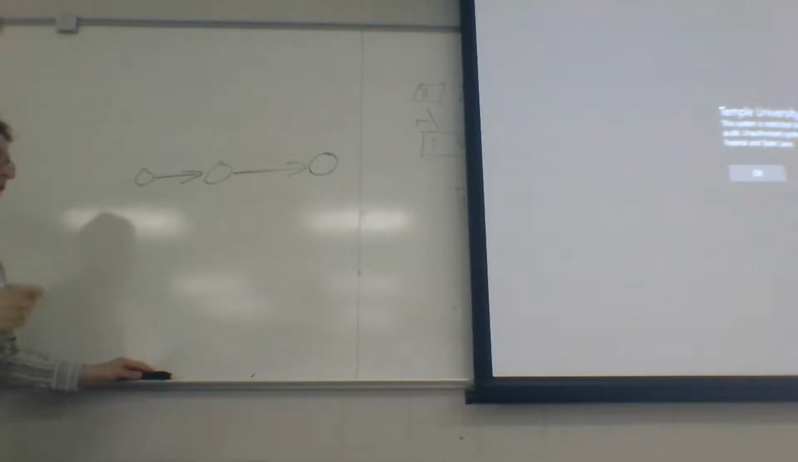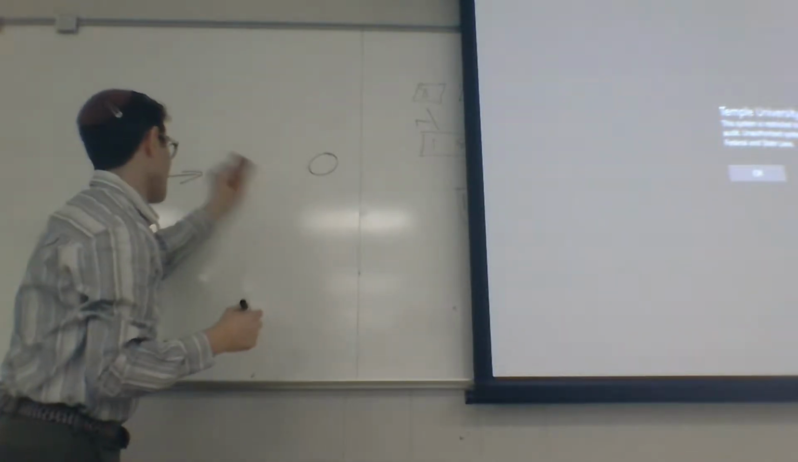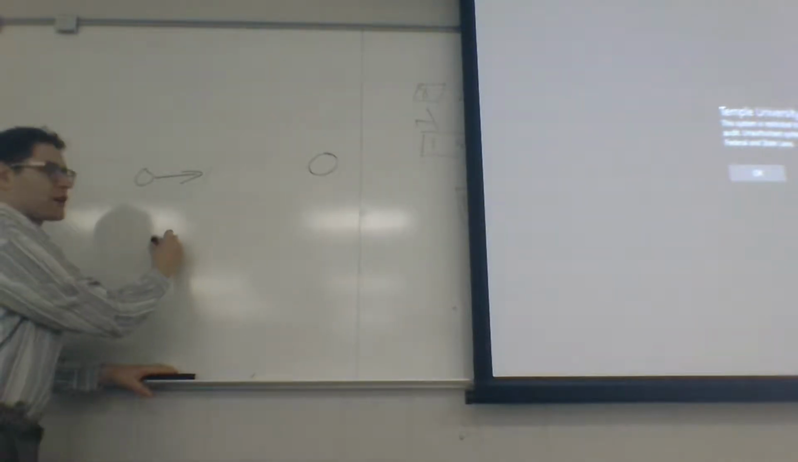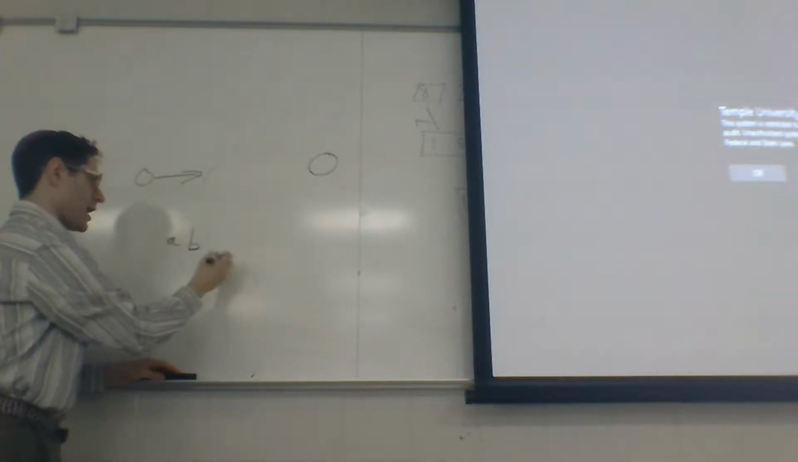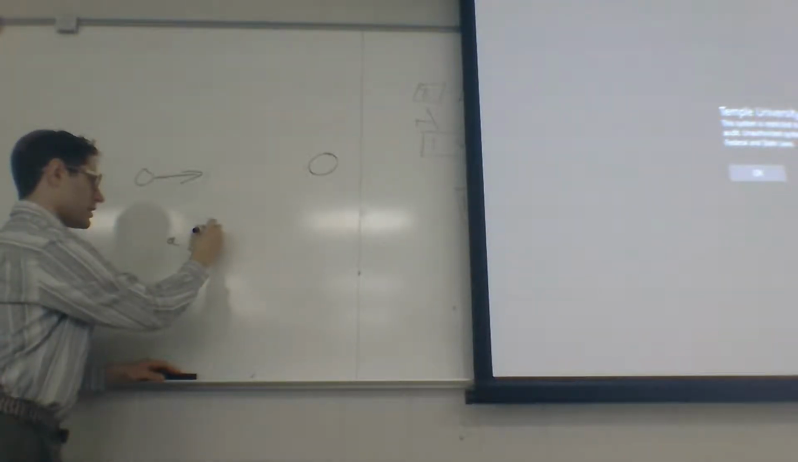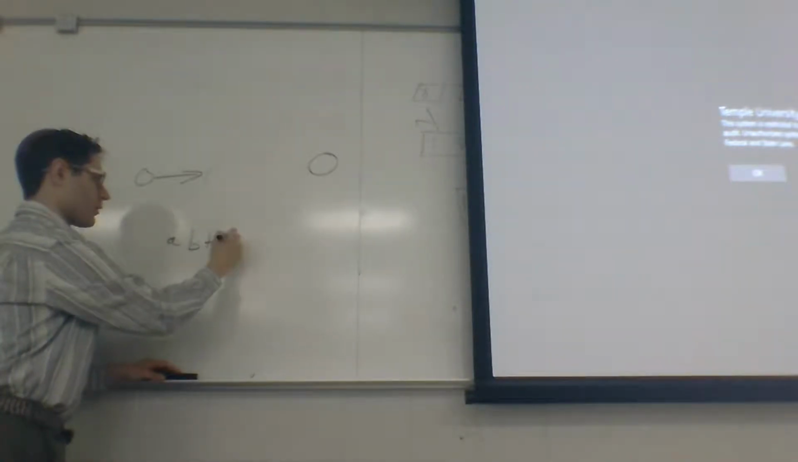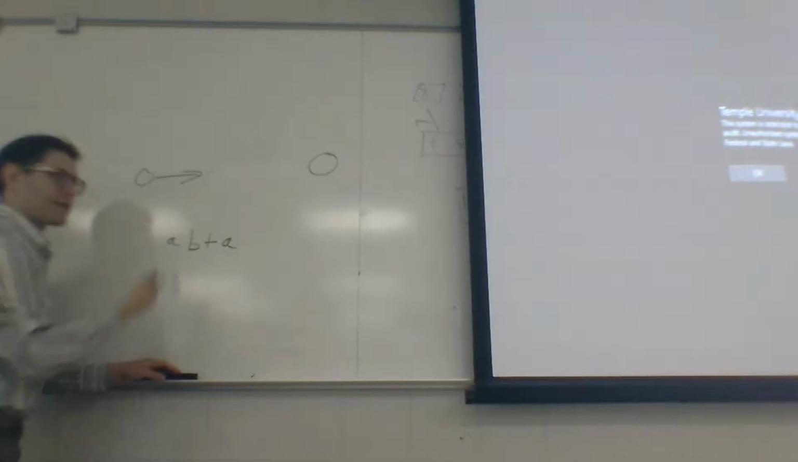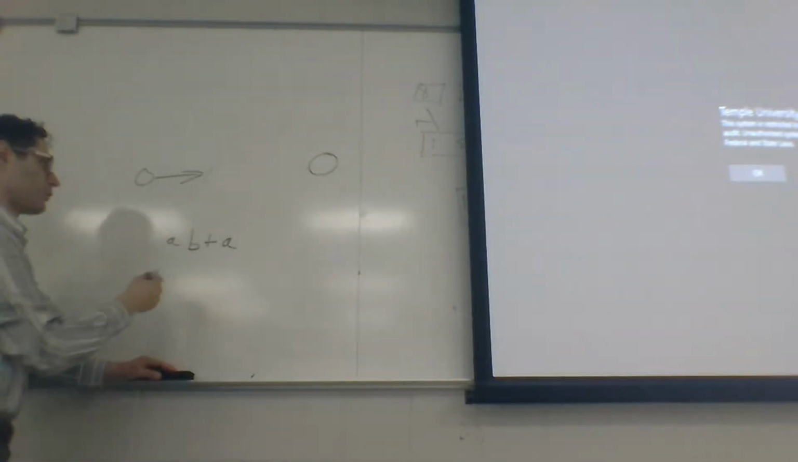So, for instance, if you wanted to build a state machine that matched this regular expression, A followed by, let's see, B followed by at least one B followed by another A. That's the regular expression for finding at least one B, right?